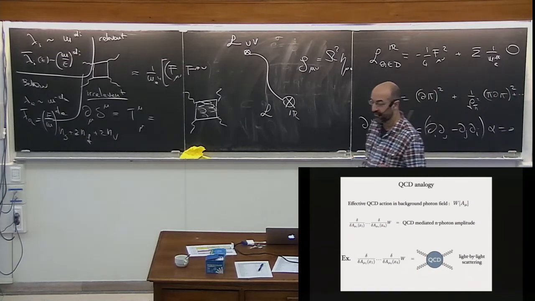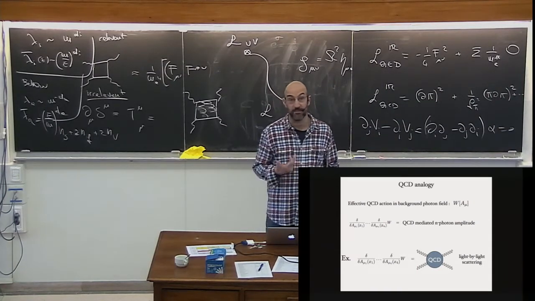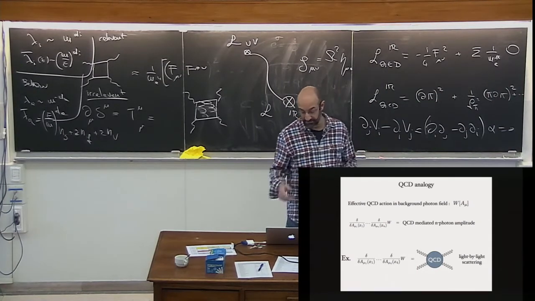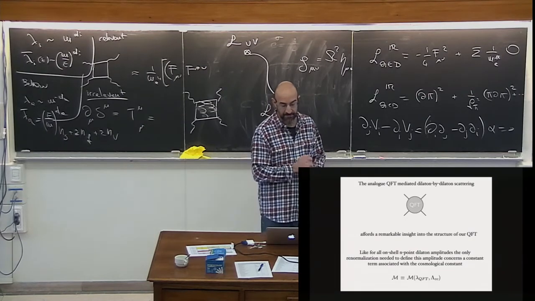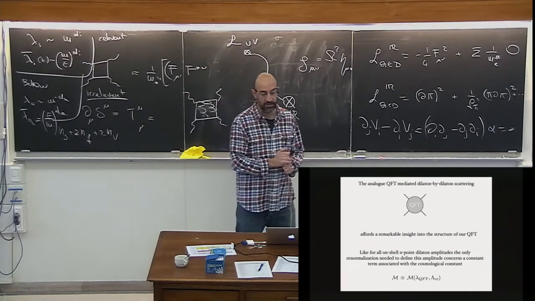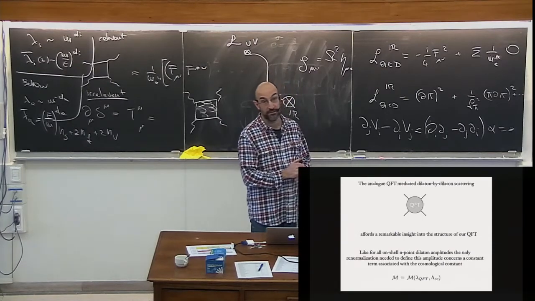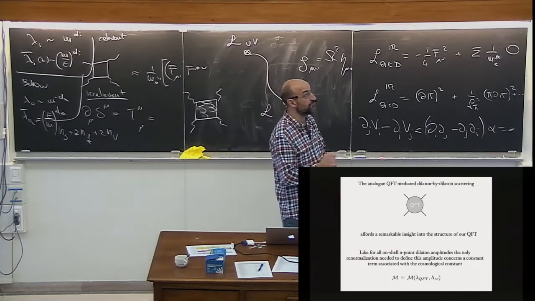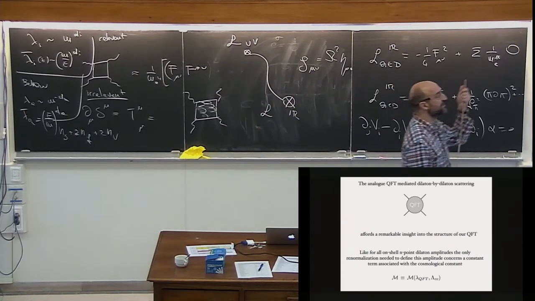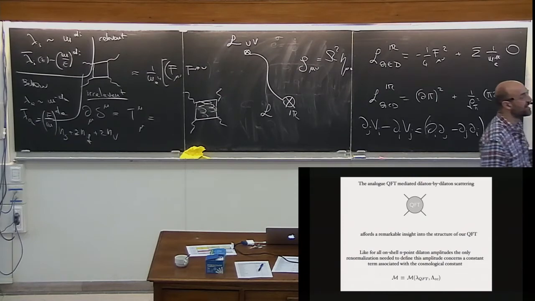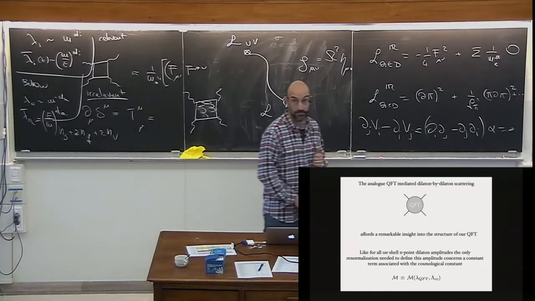In our case, the role of gauge symmetry is played by conformal invariance and Weyl invariance. So I'm now going to do the same. I'll now consider the analog of QFT, not QCD, my QFT, mediated dilaton by dilaton scattering. And it turns out that this quantity, dilaton scattering, affords a remarkable insight into the structure of the quantum field theory.